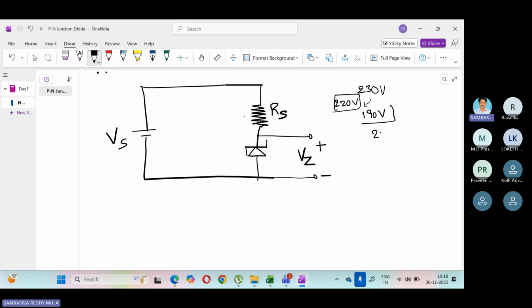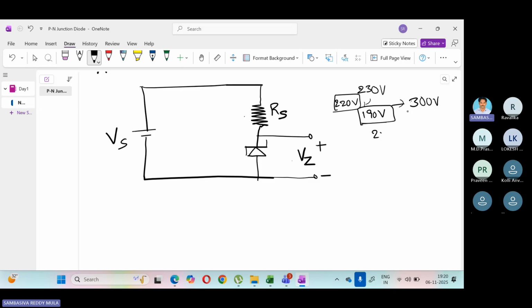So if it is 190 volts, what happens? If a short circuit occurs at our transformer, higher than 230 volts, some 300 or 400 volts will be supplied to our household. Then many of our household appliances will be damaged. To which appliances will we connect the stabilizers? Costly equipment is generally connected with a stabilizer, like our ACs, refrigerators, TVs.